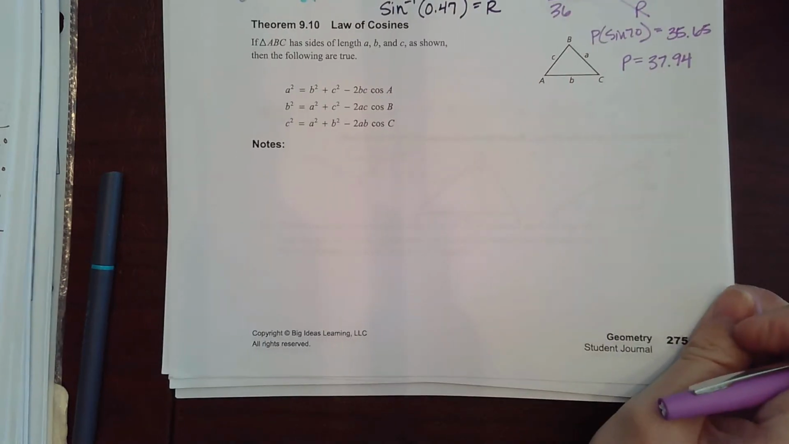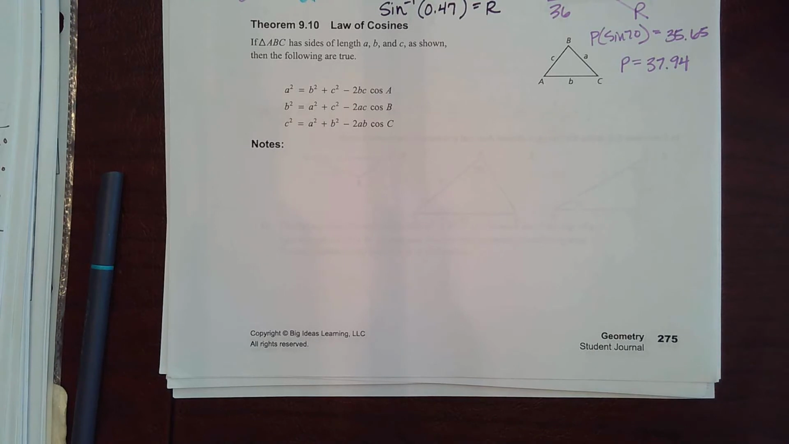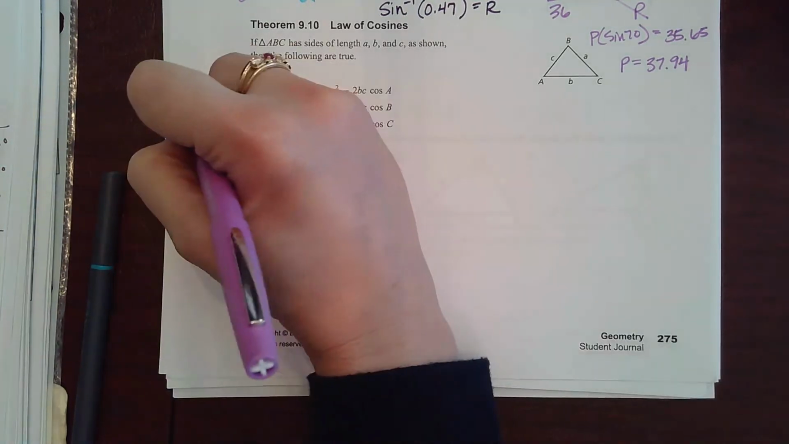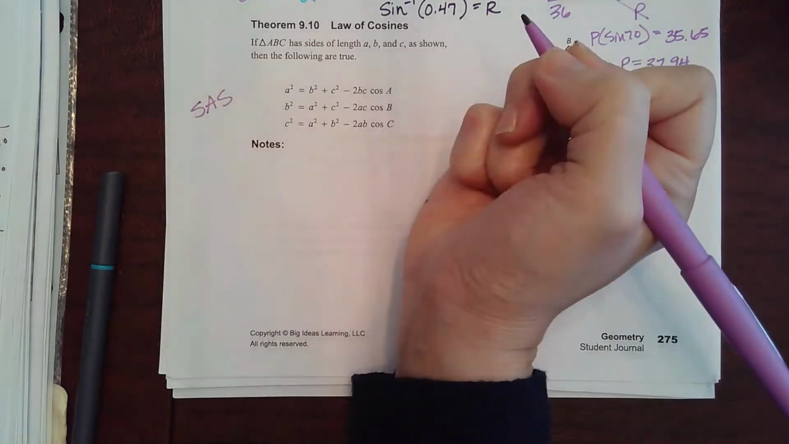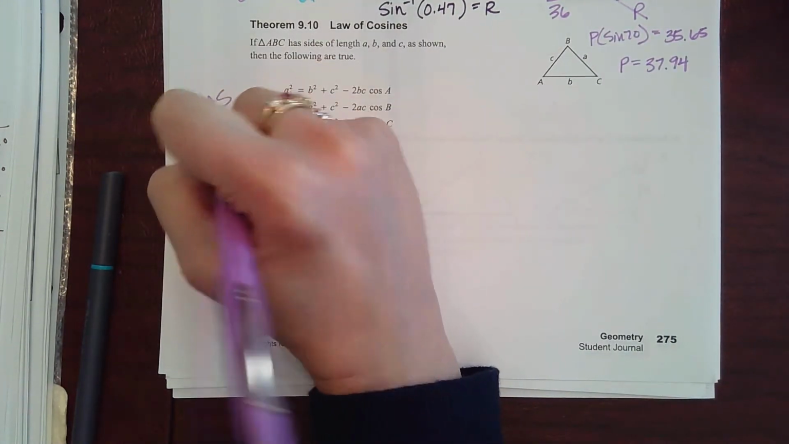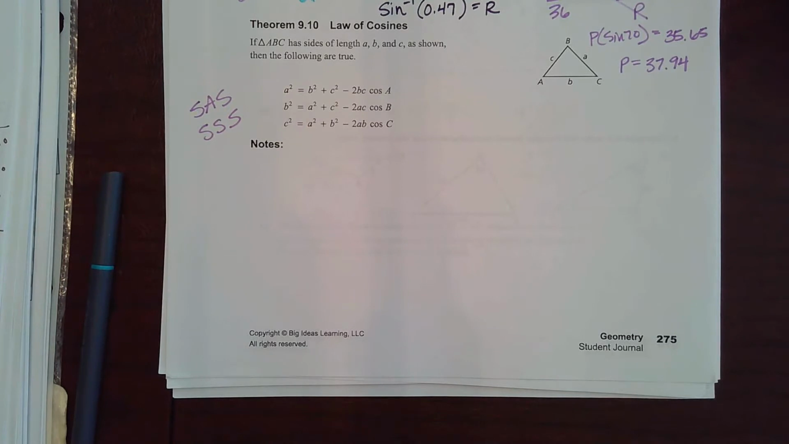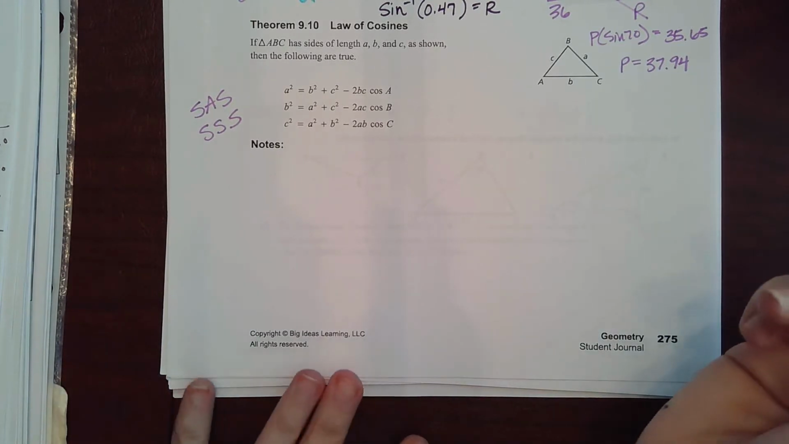Let's use law of cosines. Law of cosines is for when you don't have an angle and a side across from it. A lot of times this comes into play if you have side angle side or side side side. So there are 2 scenarios when it comes to law of cosines. In those cases, we won't have an angle and a side across from it, which is why we end up using law of cosines.